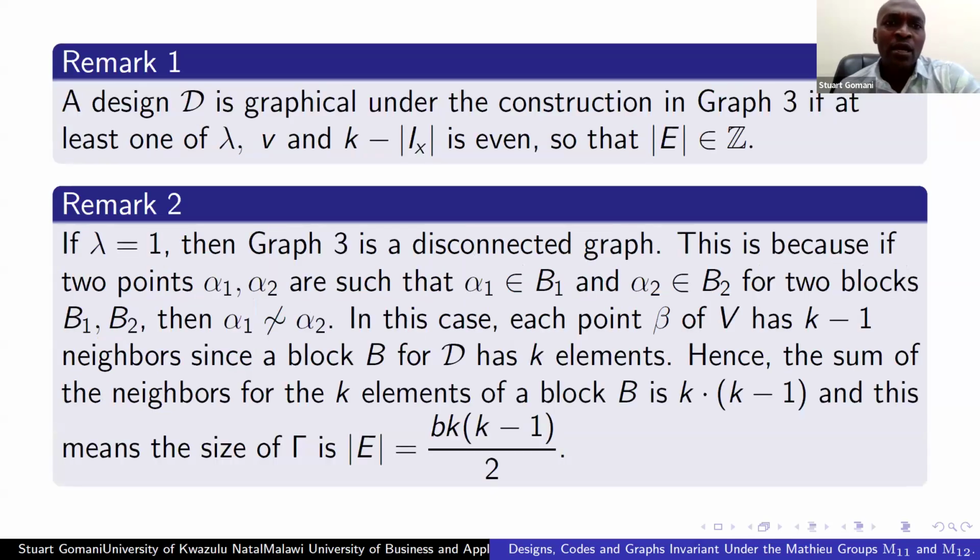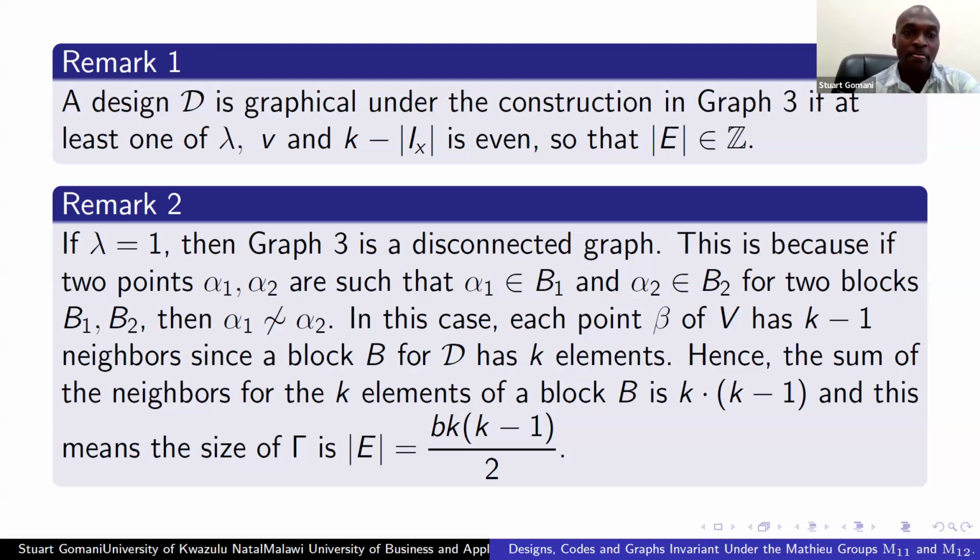So a few things that we notice is that from graph 3, the designs that we have that should give us graph 3 should be such that at least one of these parameters, lambda, v, and k minus the number of elements in lambda blocks, should be even, so that the number of edges in that graph should at least be a natural number. And if the design has lambda equal to 1, then graph 3 changes to a disconnected graph. It's no longer the graph that we have shown.